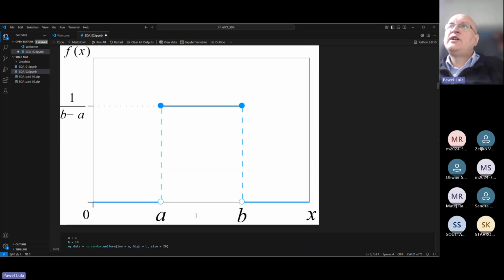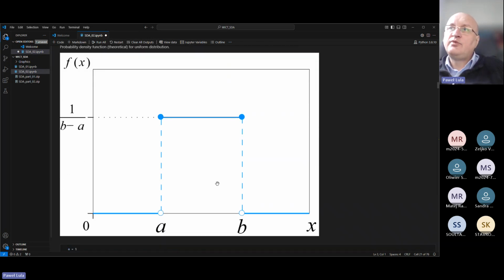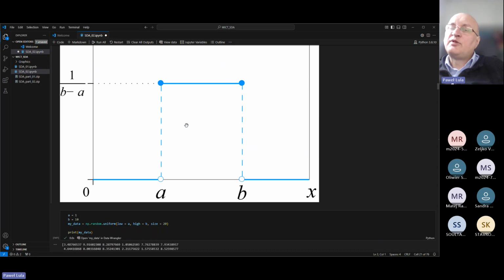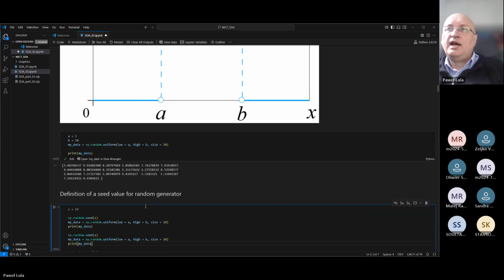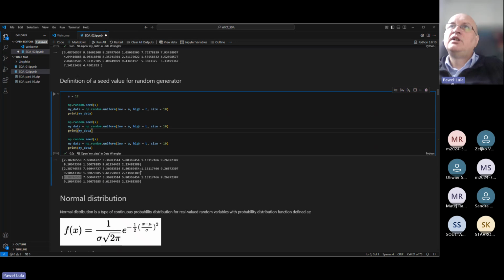It was the first distribution which I wanted to present. Uniform distribution. For the uniform distribution, we remember values can be from the interval from A to B, and the probability of occurrence for every value is the same. And we know how to generate it using a random generator.